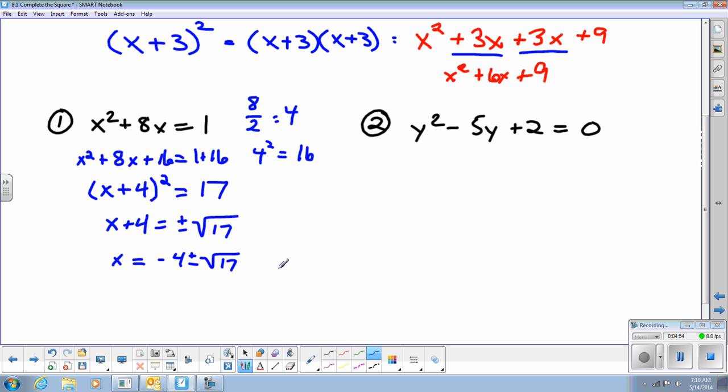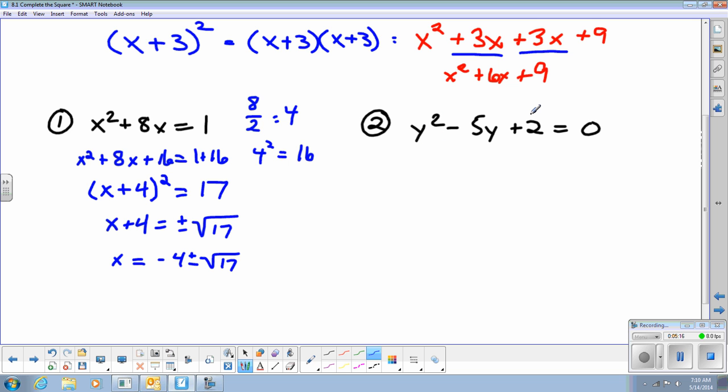So let's take a look now at problem 2. Problem 2 says y squared minus 5y plus 2. All right, so do I have a perfect square trinomial there? No, I don't at this time. Because the first term has to be a perfect square, which it is, but is my third term a perfect square?